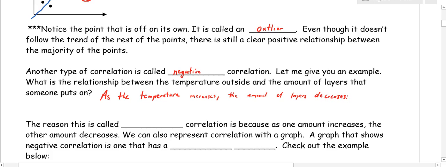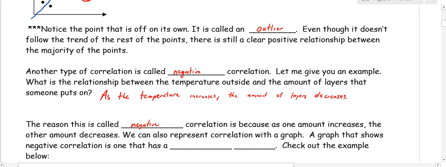So think about in the winter, you're going to wear sweatshirts and jackets and long pants, versus in the summer, you're just going to wear a t-shirt and shorts to go outside because the temperature is hotter. So the reason that we call this negative correlation is because as one amount increases, the other is decreasing.